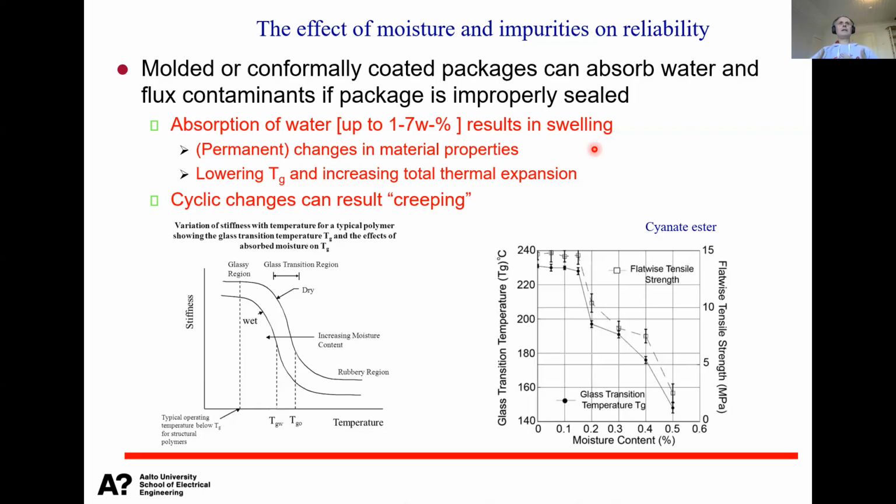And now these changes can be either temporary. So when moisture goes in, it is changing the properties, and then when water goes out, it is recovering back. But typically it's not like that. It's quite often permanent. So when these polymer chains are loosened, then they are not coming back again.